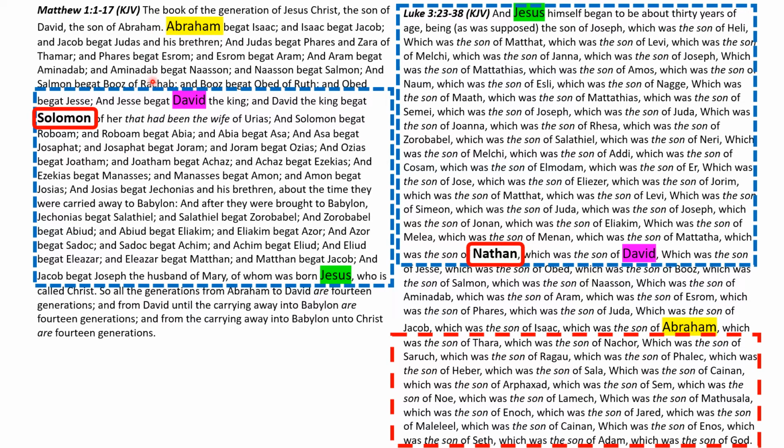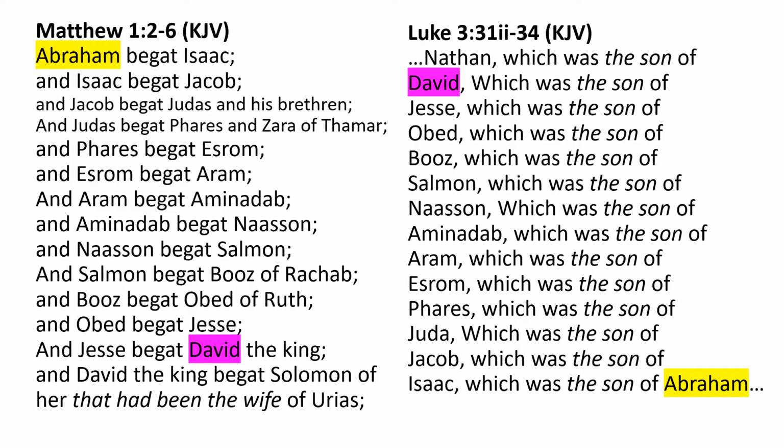Okay, I've laid the names out like this so that it would be a little bit easier to do a comparison. In Matthew, it's recorded Abraham begat Isaac. Similarly, in Luke, but in a slightly different style, it states Isaac, which was the son of Abraham. Next, in Matthew, it states, and Isaac begat Jacob. And then in Luke, Jacob, which was the son of Isaac.